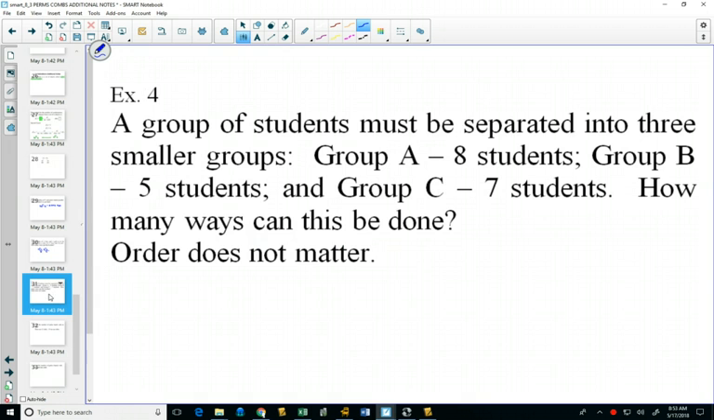So you've got a class of students. They need to be separated into 3 groups. One group is going to have 8 students, one group 5 students, and one group 7 students. How many ways can this be done? Well, we have 3 decisions we need to make. We need to decide who's going to be in group A. How many choices do I have for that?